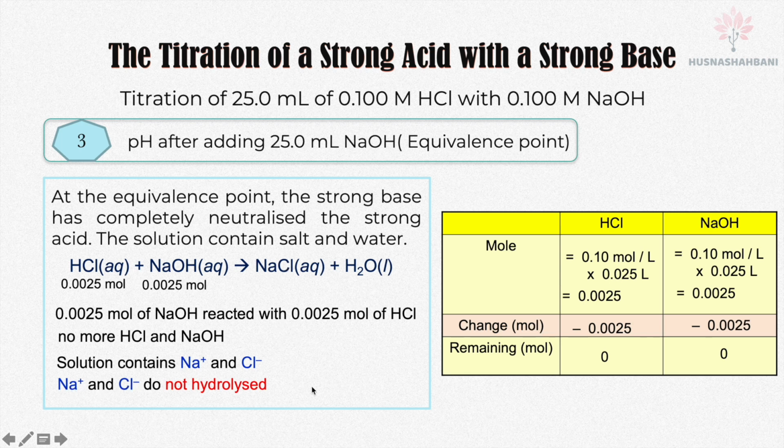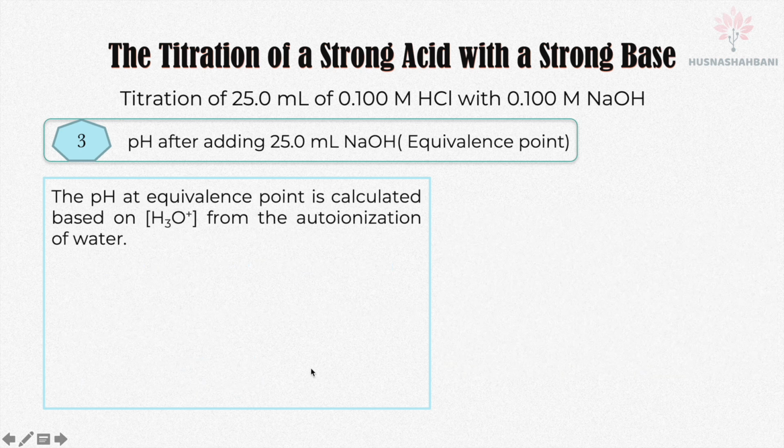So we have to determine whether it's an acidic salt, basic salt or neutral salt, because we need to calculate the pH. And we look at the salt: the Na+ from the strong base, and Cl- from the strong acid. Both do not hydrolyze, so this is a neutral salt. So no production of OH- and H3O+ at all from this salt.